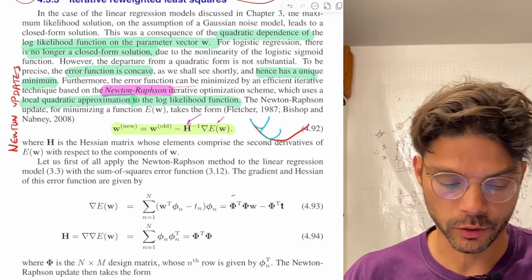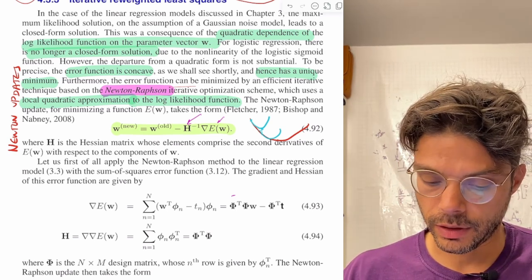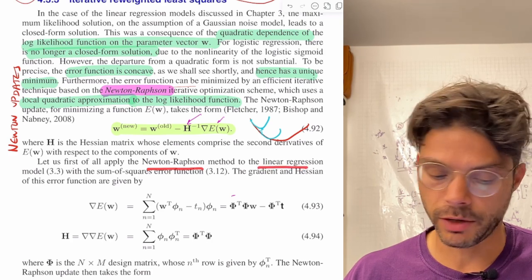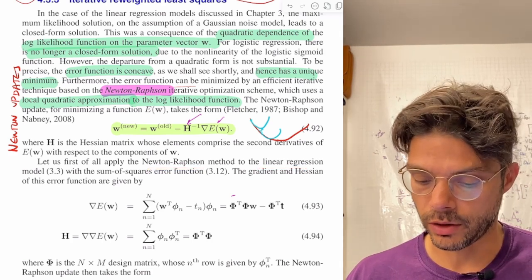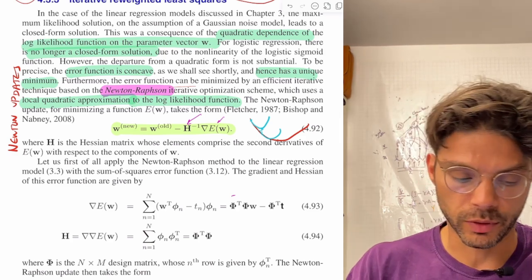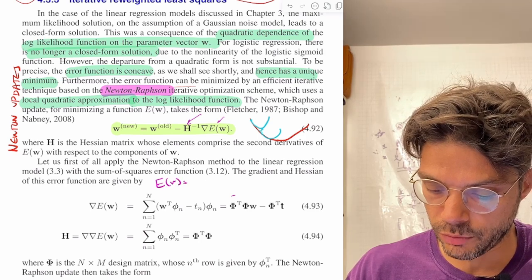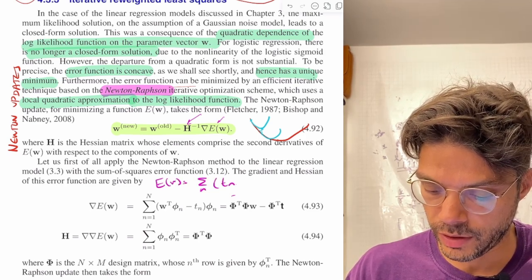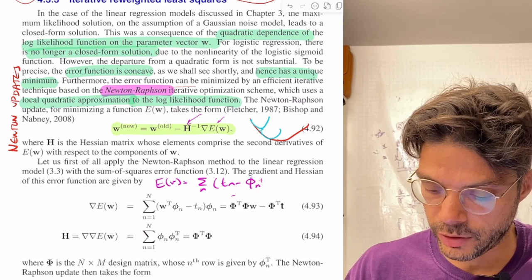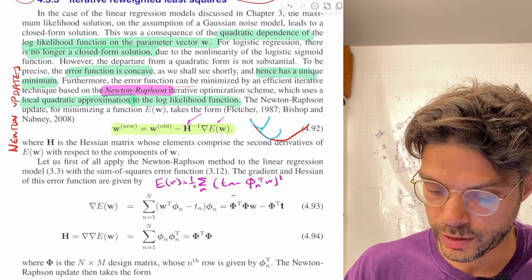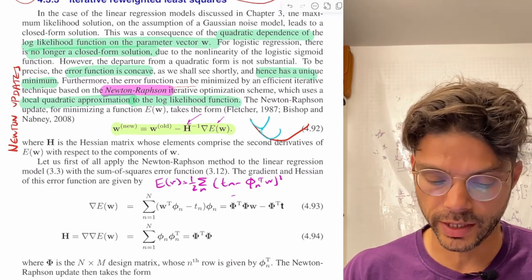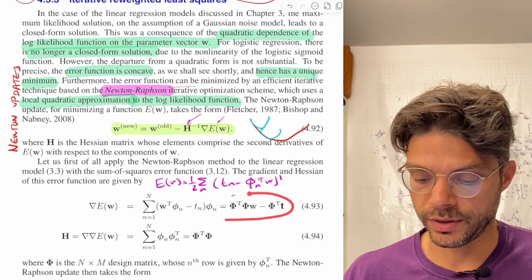linear regression loss function. Okay, so let us first of all apply the Newton-Raphson method to the linear regression model with the sum of squares error function. The gradient, so remember what the loss was, E of w in that case was one half the sum over n of (t_n minus phi_n transpose w) squared. Okay, so if you work out what the gradient is, you'll see that it comes out like this.